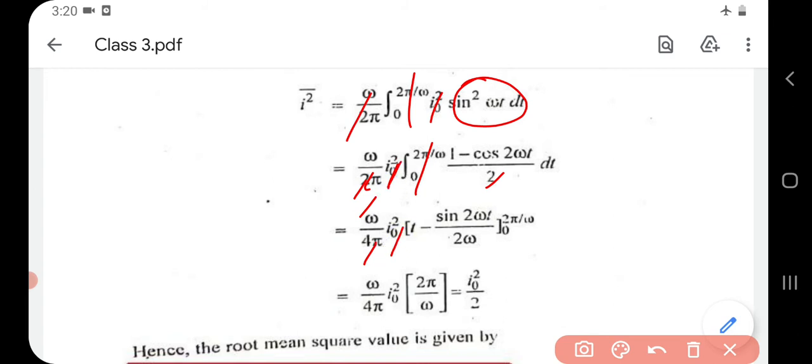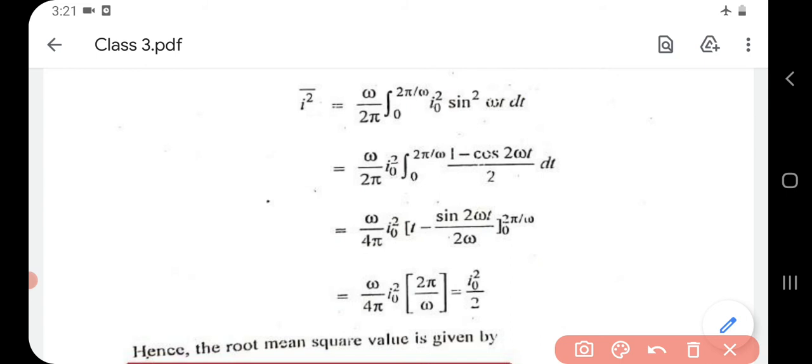Then you are applying the limit. How? You are just splitting: integral 0 to 2 pi by omega dt minus integral 0 to 2 pi by omega cos 2 omega t dt. The first part, integral 0 to 2 pi by omega dt, will be t. Minus the integral of cos 2 omega t, which is sine 2 omega t by 2 omega. So that is written here. Then the limit is kept as such.